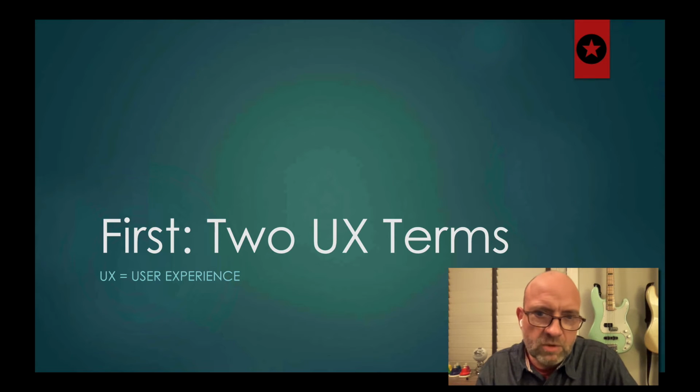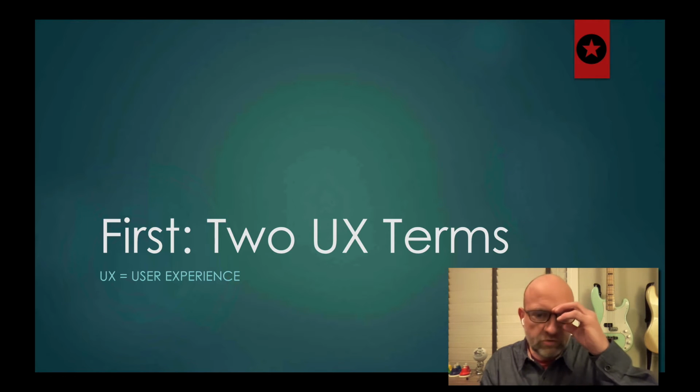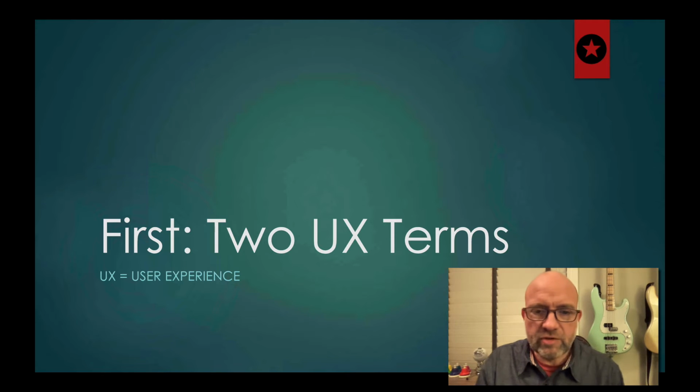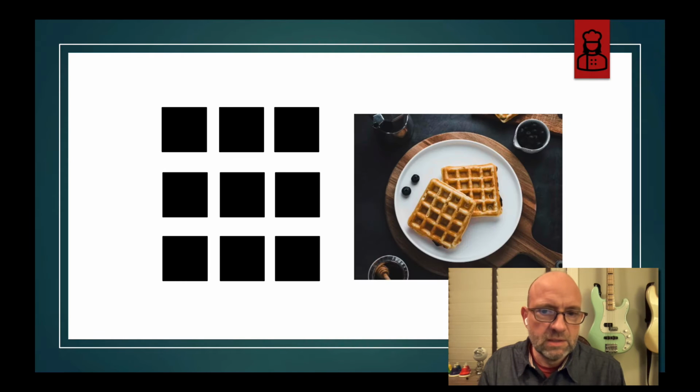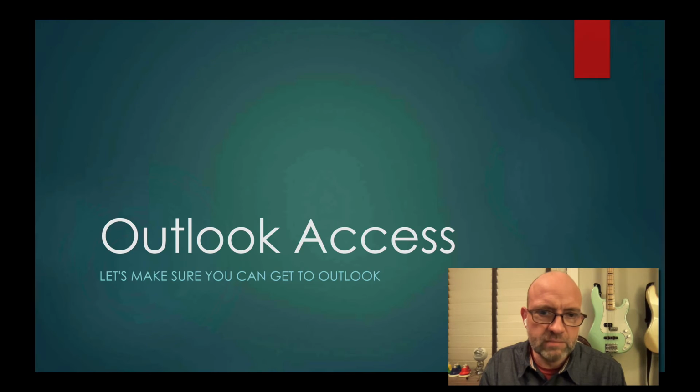Before I get into logging into Outlook, I want to look at two UX terms. UX is short for user experience, and it's a term that web developers, graphic designers, interaction designers and lots of other kinds of people use. We've talked about the hamburger menu, as it's called. You've seen it in lots of apps and websites. It looks vaguely, abstractly like a hamburger. And there's the waffle menu, which you may be less familiar with, but it's used in Microsoft applications as the application launcher that lets you flip between applications. Some other apps use it too. So let's look at this Outlook access. Make sure that you can get to Outlook and your Microsoft account.